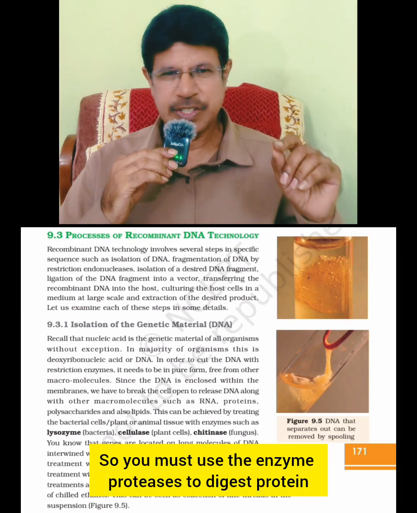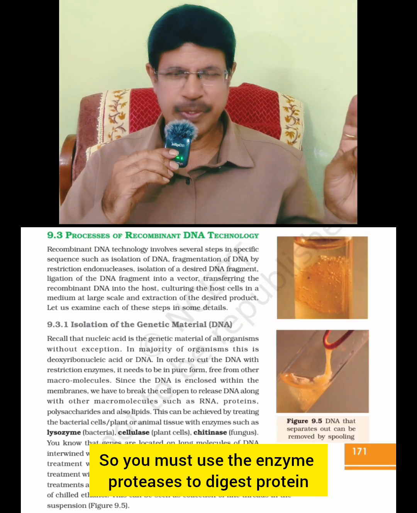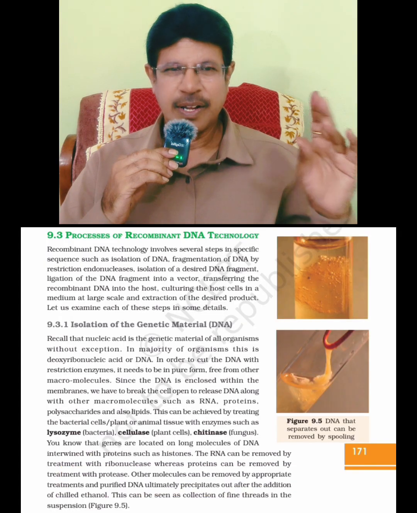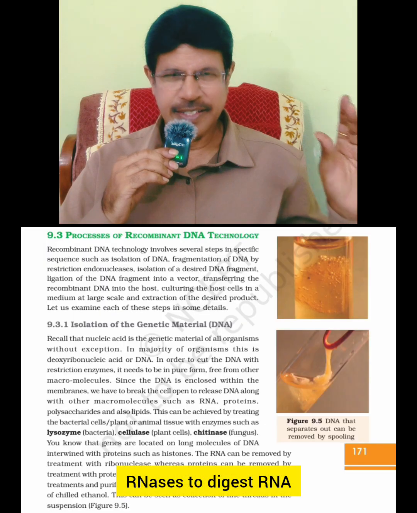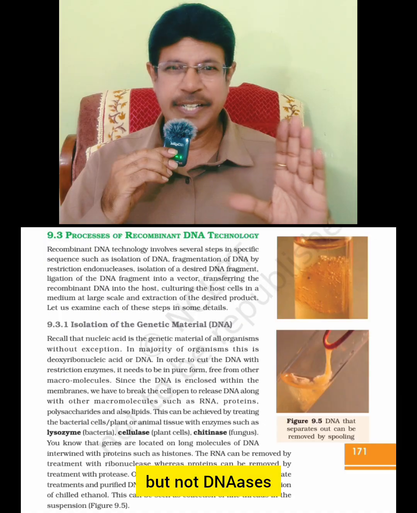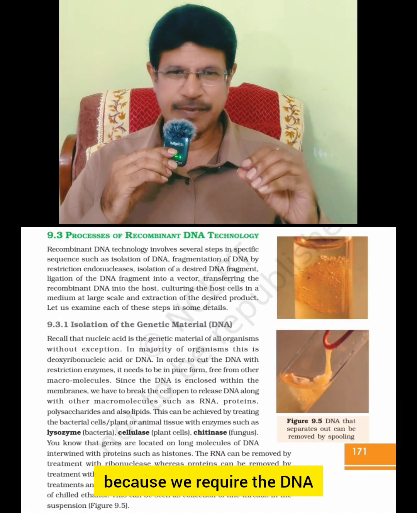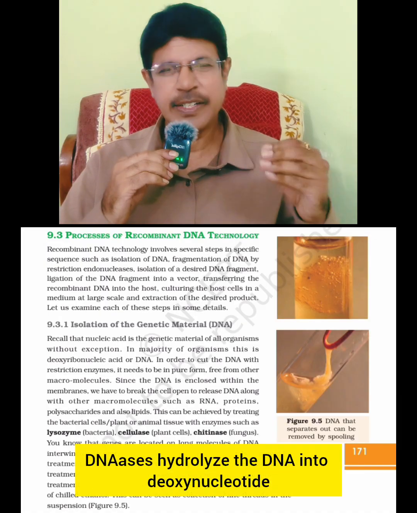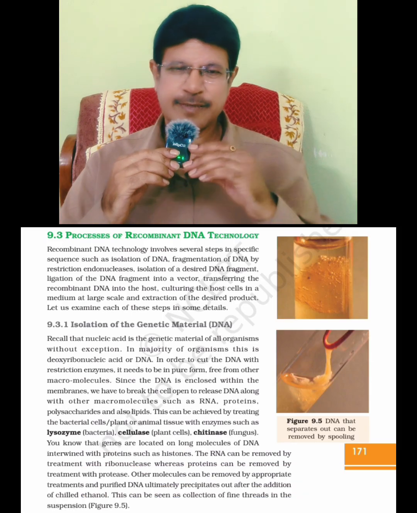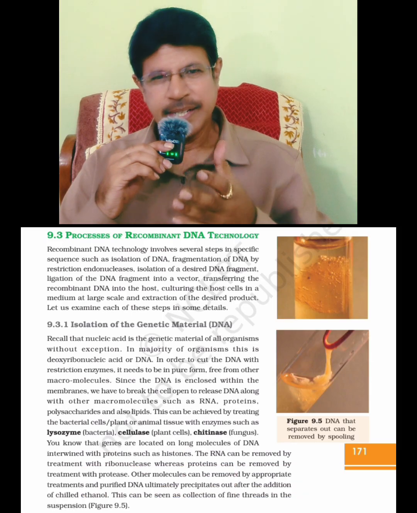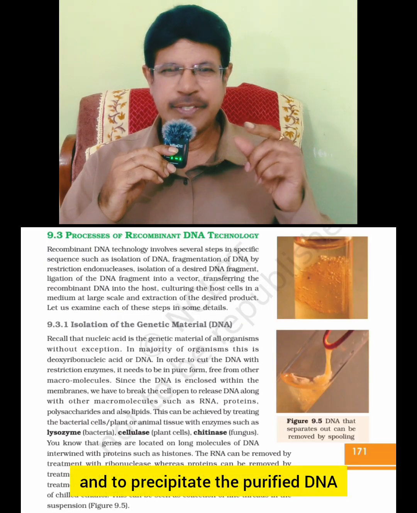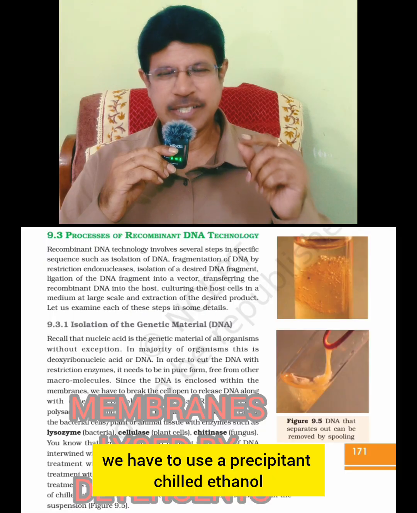So you must use the enzyme proteases to digest protein, carbohydrases to digest carbohydrate, RNases to digest RNA, lipases to digest lipid, but not DNases, because we require the DNA. DNases hydrolyze the DNA into deoxynucleotides. So we should not use DNases. Next, it is subjected to centrifugation, and to precipitate the purified DNA, we have to use a precipitant, chilled ethanol.